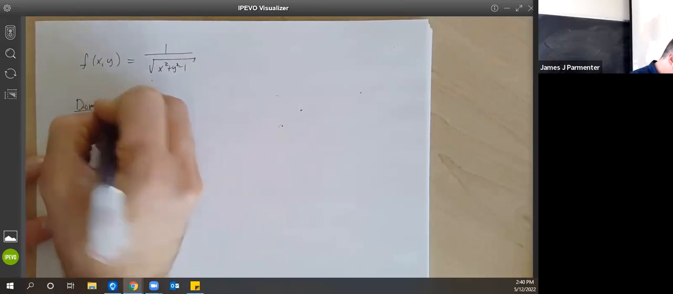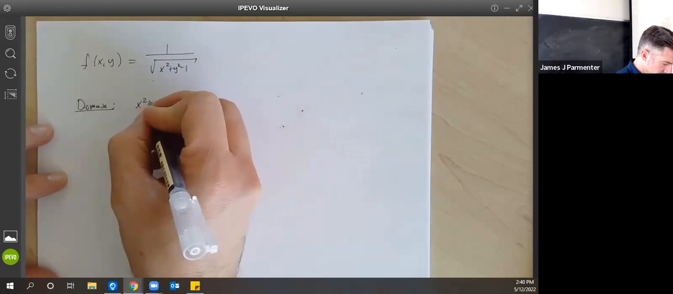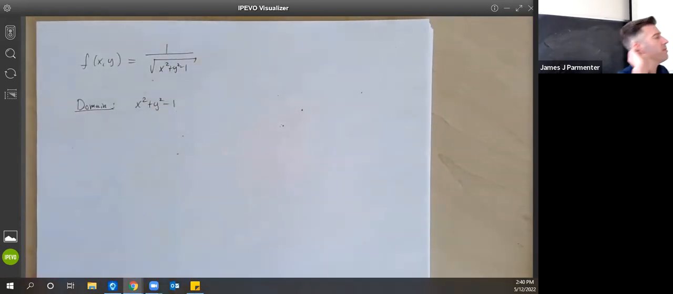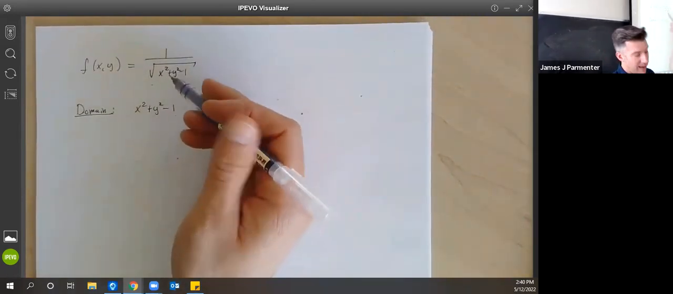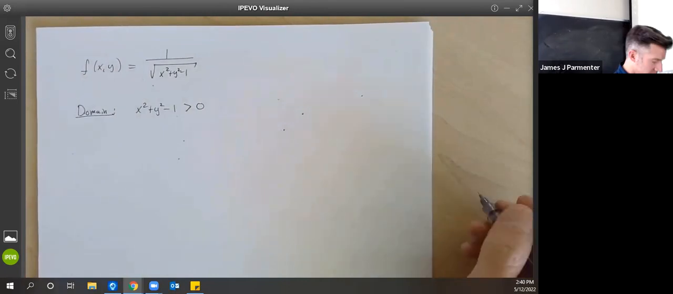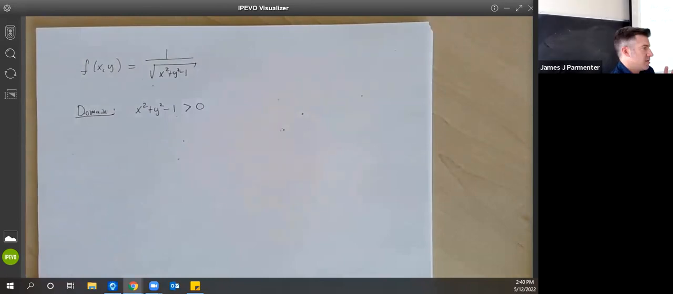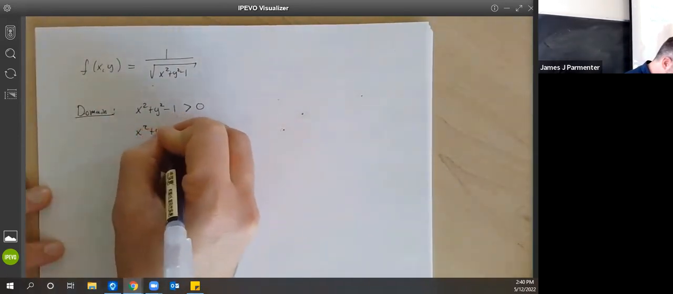So domain, well, I need the insides of that square root to be what? Say that one more time. Yes. Normally I would say not quite, because it has to be greater than or equal to 0. But since it's in the denominator, we know we also can't have 0. So yes, greater than 0 is exactly what we want. So then typically you want to isolate the x squared plus y squared thing all by itself. So I'm going to have x squared plus y squared is greater than 1.